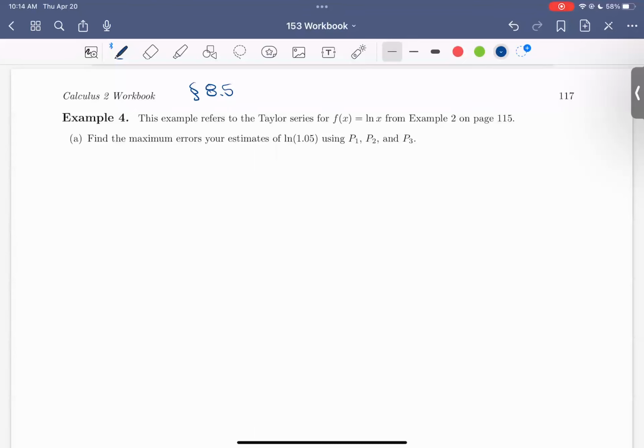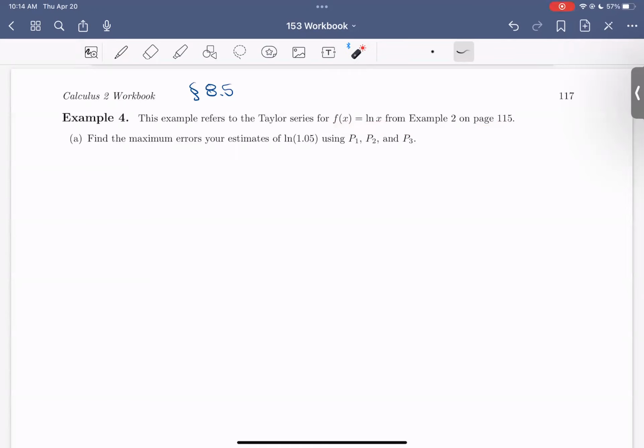In this video, we're looking at example 4 in section 8.5 on Taylor series and Taylor polynomials. In this example, we're going to refer to the Taylor series for the function f of x equals ln of x from example 2 on page 115 above. So we're going to go back and reference that example in a moment. So let's just look at part A.